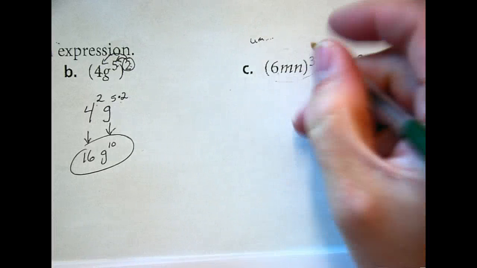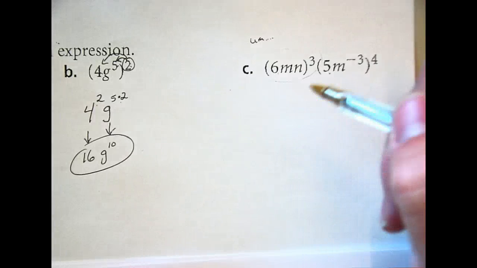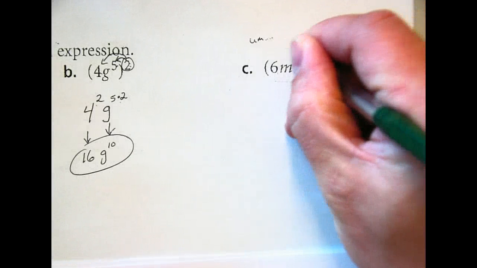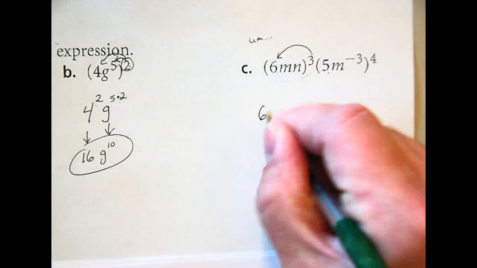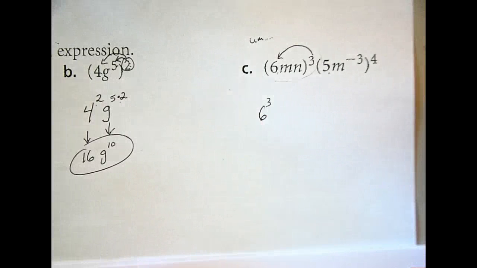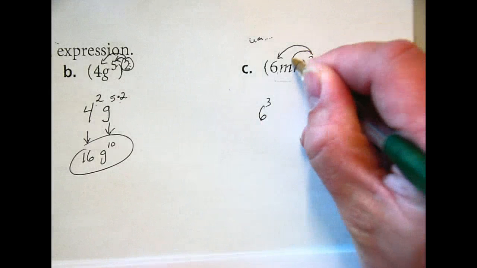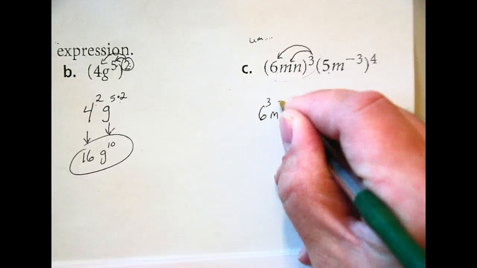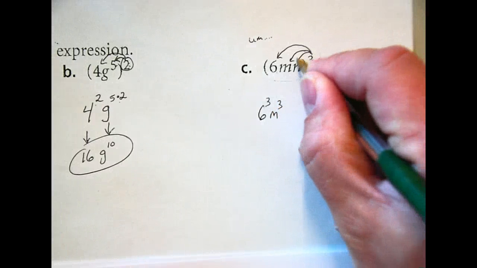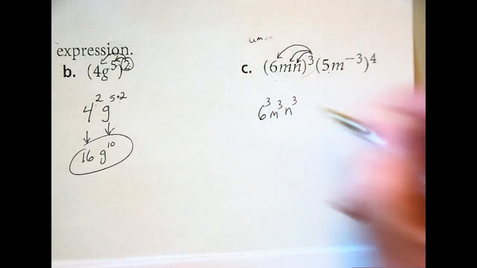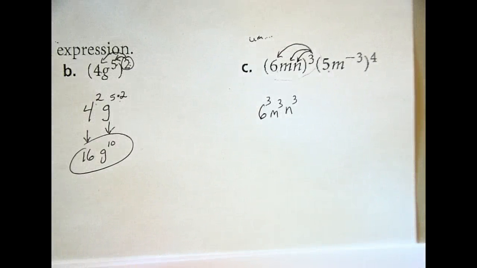Pay attention. 6 to the third power. Bring that in. Very good. 6 to the third. Now what? M to the third. And? N to the third. Dan's representing there. All right, we'll pause right there. Give someone else a shot.